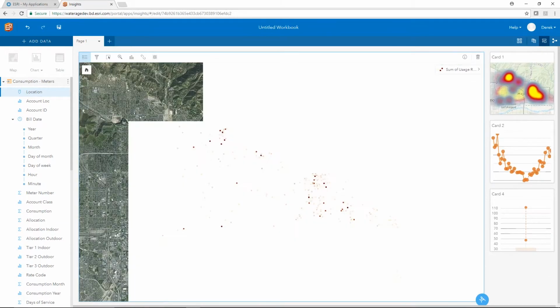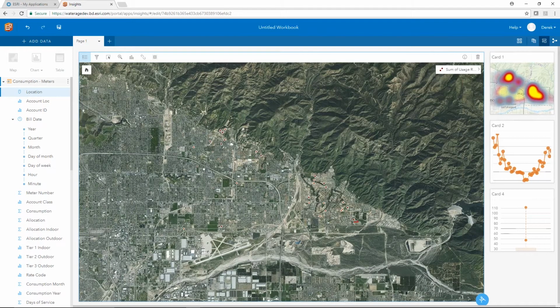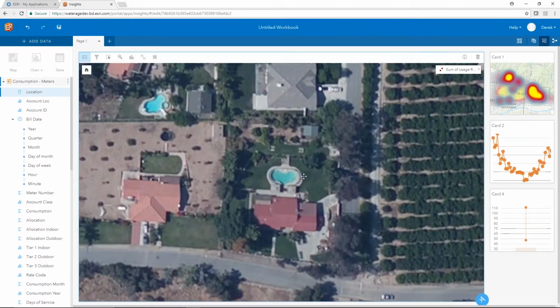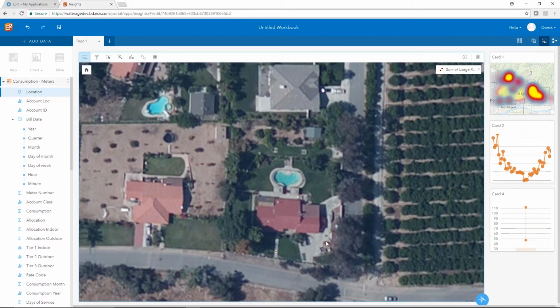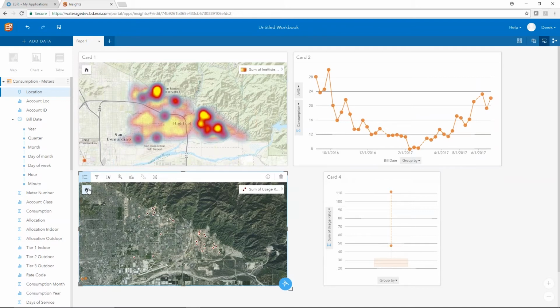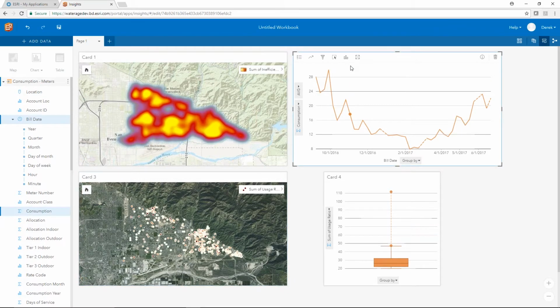So this gives us a real manageable subset where we can actually go in and look at each of these individual customers and see if there's ways that we could work with them or identify why they're using so much water. So in this instance, we can see this gentleman has a lawn, a lot of trees, and a pool. So it kind of makes sense that he's using a lot of water. But this is an example of answering a water conservation question and very quickly going from a large number of records down to a more manageable subset.